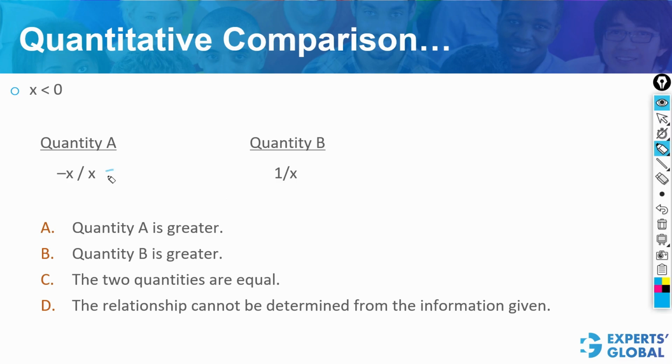Quantity A is simply -1. It is quantity B that we need to worry about. We know that x is negative. For x equal to a significant negative number such as -5, the value of quantity B becomes -0.2, which is greater than quantity A. However, when x is a small fractional negative number, such as, say, -0.1, the value of quantity B turns out to be 1 divided by -0.1, which is -10. In such a case, quantity A turns out to be greater.